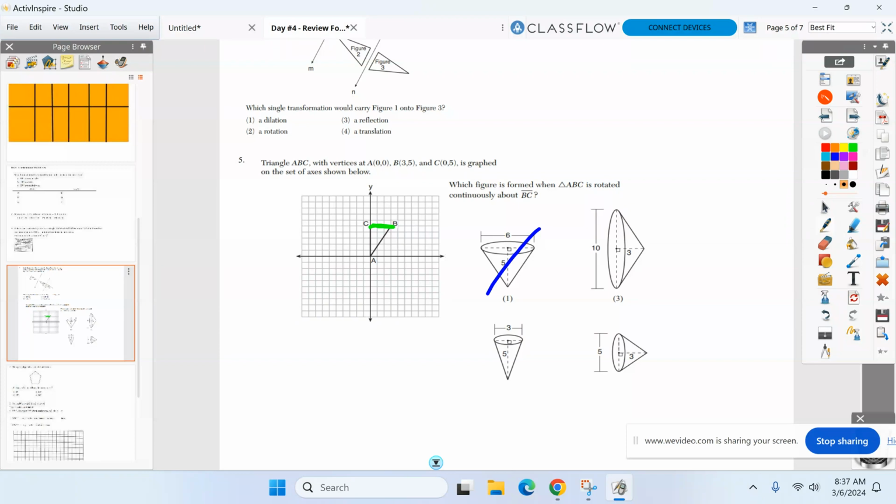And I'm going to also eliminate choice 2. That's what the cone would look like if I rotated around AC. All right, but rotating it around CB, it's going to be looking a little wider like 3 and 4 are.